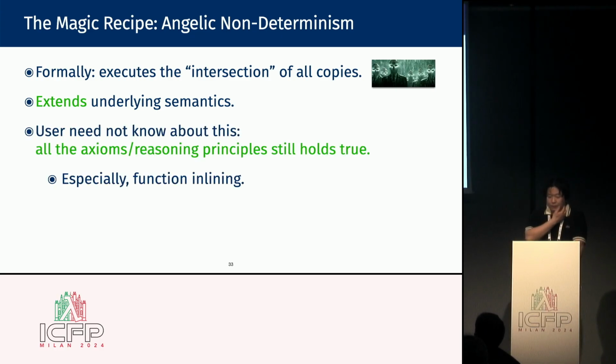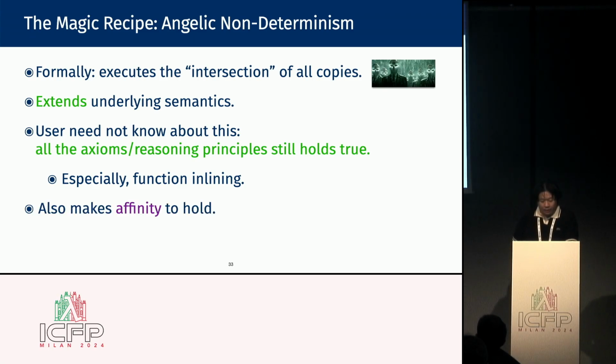Also, this change is not exposed to the user. All the axioms and reasoning principles still hold true, especially function inlining. Moreover, using angelic non-determinism here makes affinity hold for RCL. So this is actually the most unexpected and surprising part for me in this paper.